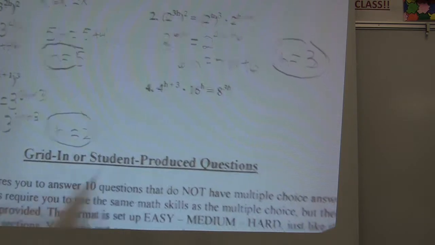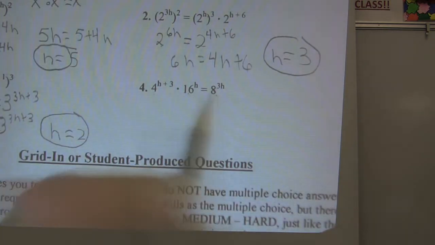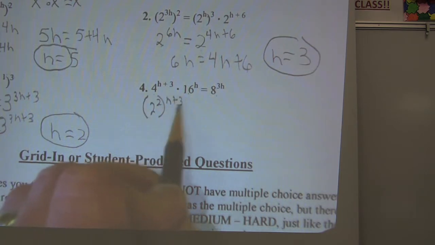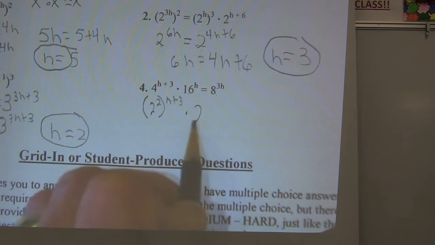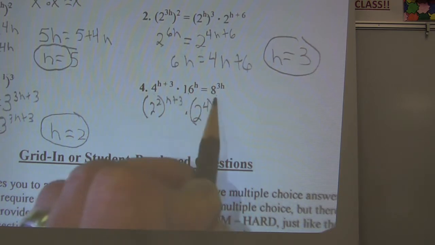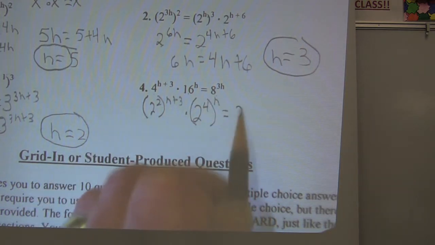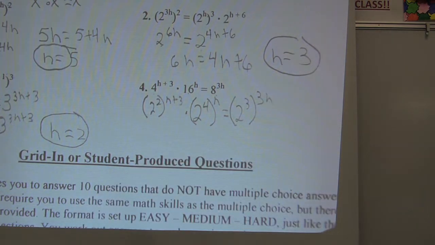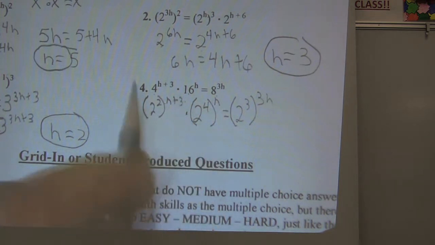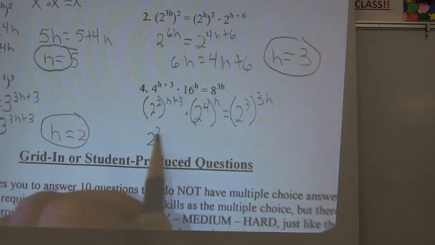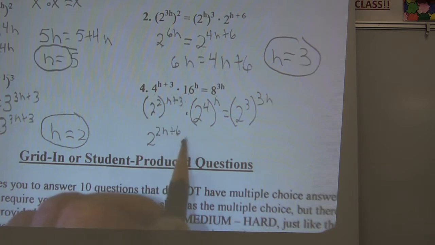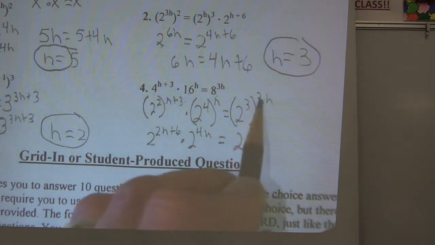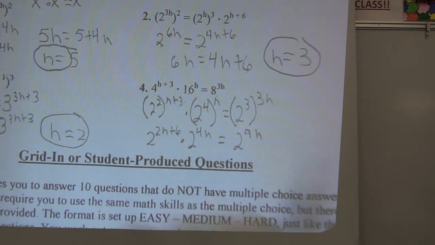Alright, one more. Base 2, base 2, base 2. 4 is 2 squared, to the h plus 3 power. 16 is 2 to the 4th, and that's being raised to the h. Over here I have 8, which is 2 cubed, raised to the 3h power. Powers raised to powers, I multiply them. So here this is 2 to the 2h plus 6 power, times 2 to the 4h, equals 2 to the, this is going to be 9h because I multiply those.